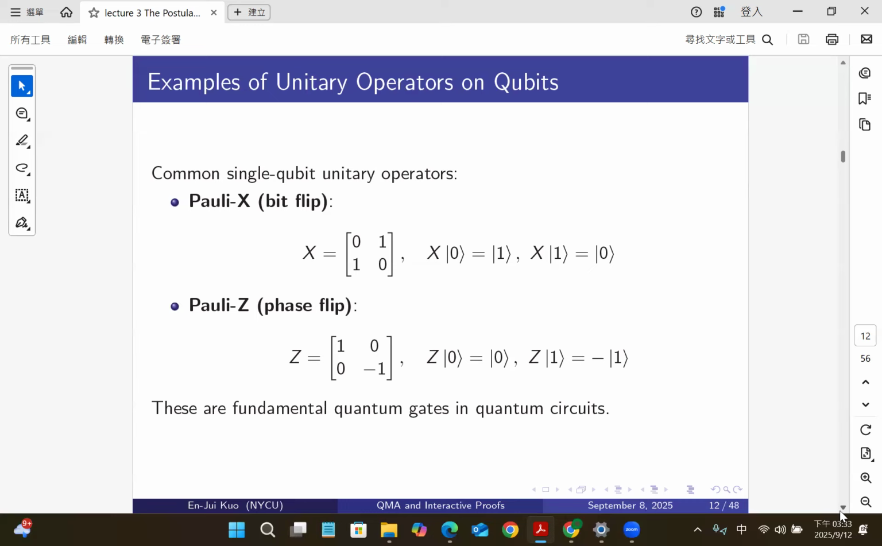So the one way to remember is Y by definition is just i times X times Z. You can check it. So Y is defined to be iXZ. I can do it for you. It's very easy. So the standard Y is just this, like 0, 0, minus.